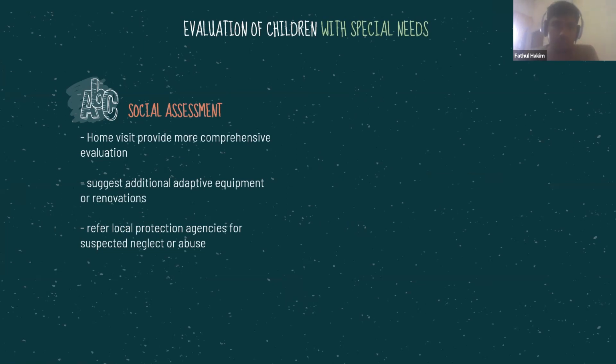Social assessment, we go to home visit. Home visit provides a more comprehensive evaluation, and we can suggest additional adaptive equipment or renovation. We can also refer to the local protection agency for suspected neglect or abuse. In the city, we can prescribe this special wheelchair for children with cerebral palsy.